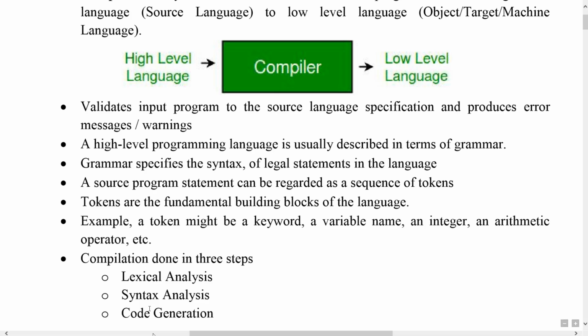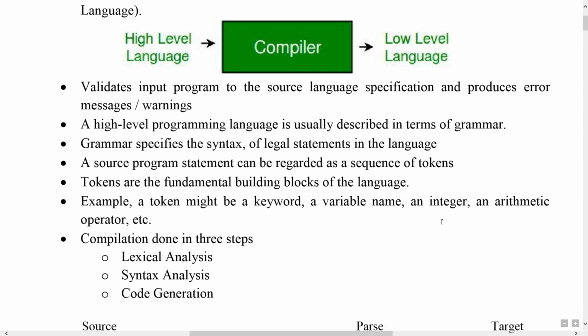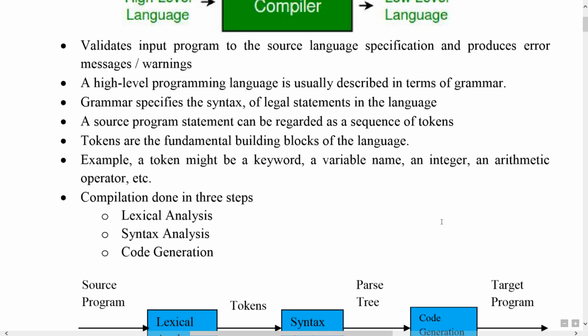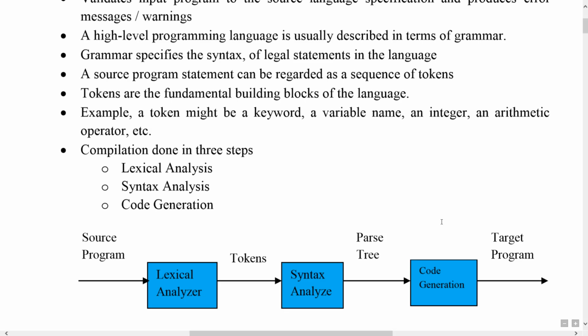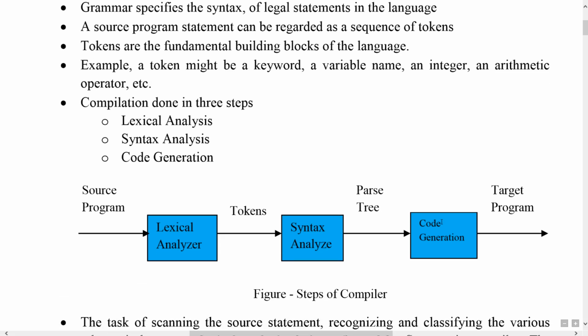The tokens are the fundamental building blocks of the language. A token may be a keyword, a variable name, an integer, or an arithmetic operator, etc. The compilation is done in 3 steps: lexical analysis, syntax analysis, and code generation. The steps of the compiler are represented here as a diagram.